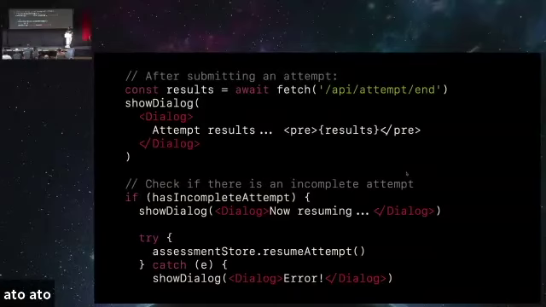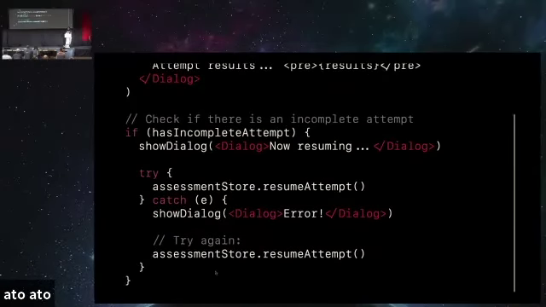But regardless, we have things like we end the attempt with this API response, and then imperatively we next show a dialog saying, here's your results. Or we do a check: if this is an incomplete attempt, we need to show them a dialog like, okay, we're resuming your attempt. And then finally, we'll resume the attempt, and if it doesn't work, we need to show them, oops, something went wrong. And then call on the store to resume the attempt.